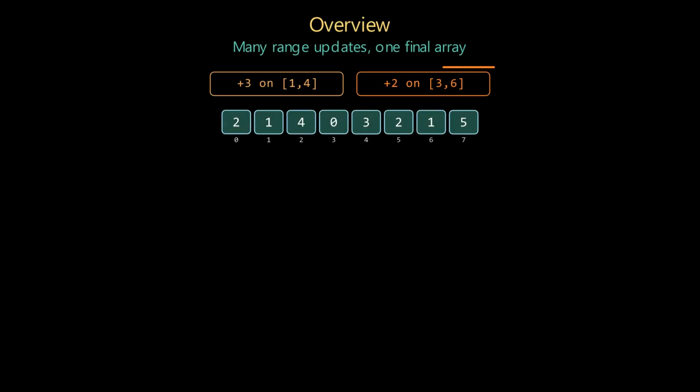Imagine an array that receives many range updates. Add 3 from index 1 through 4, then add 2 from index 3 through 6, and keep going. The direct method touches every cell inside every range. With many updates and long ranges, the same cells are rewritten again and again.